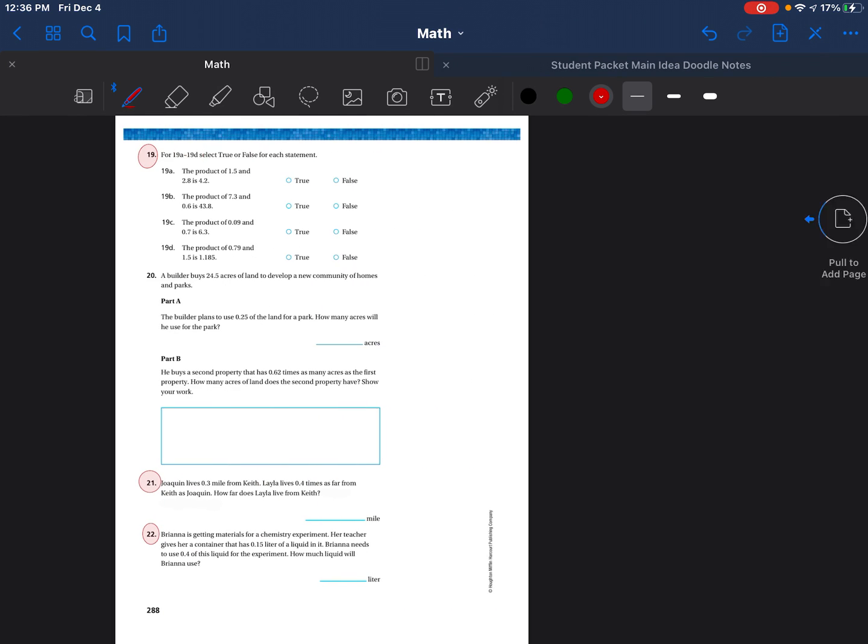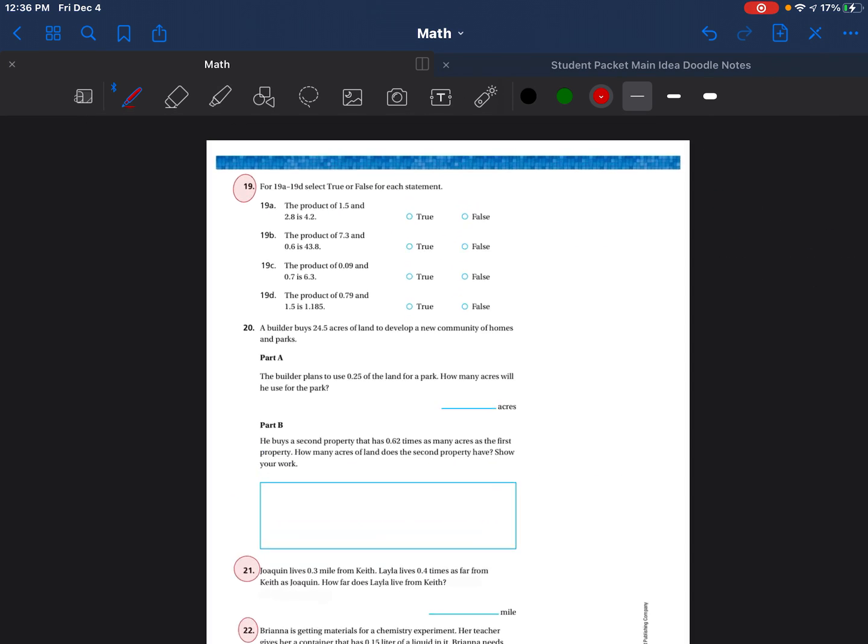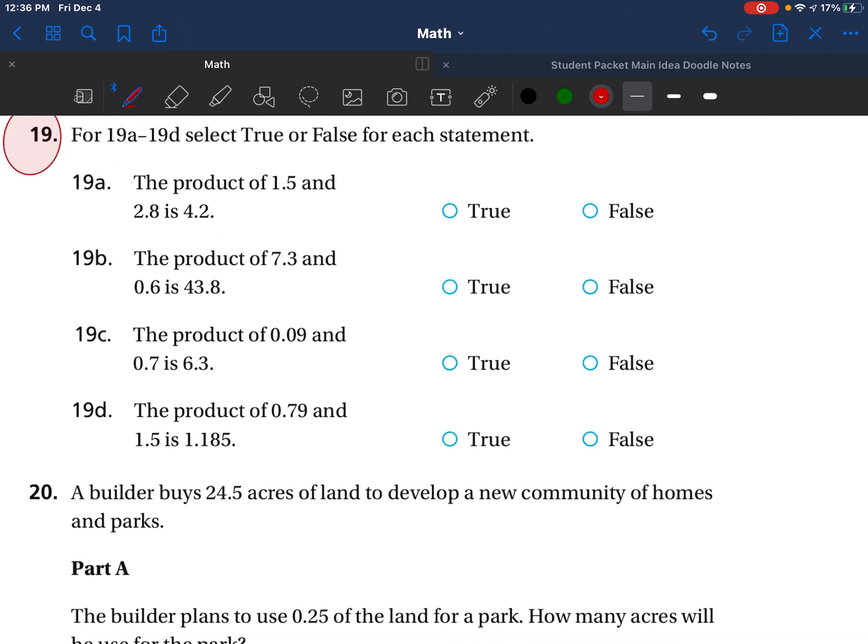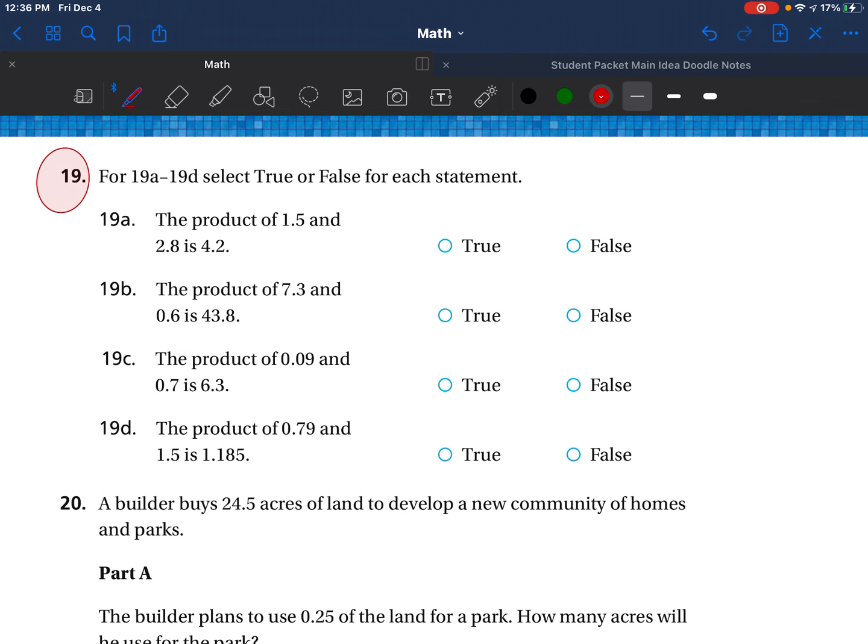Okay, let's look over here for our last couple of problems. So for 19, it's very similar to the ones that we did on the first page. There's 4 of them. We have to prove if they are correct or not. These are true or false. On the test, I believe they are just yes and no. They just keep the same thing. So let's look at this. The product of 1.5 and 2.8 is 4.2. Now, we do have to solve these in order to check them.